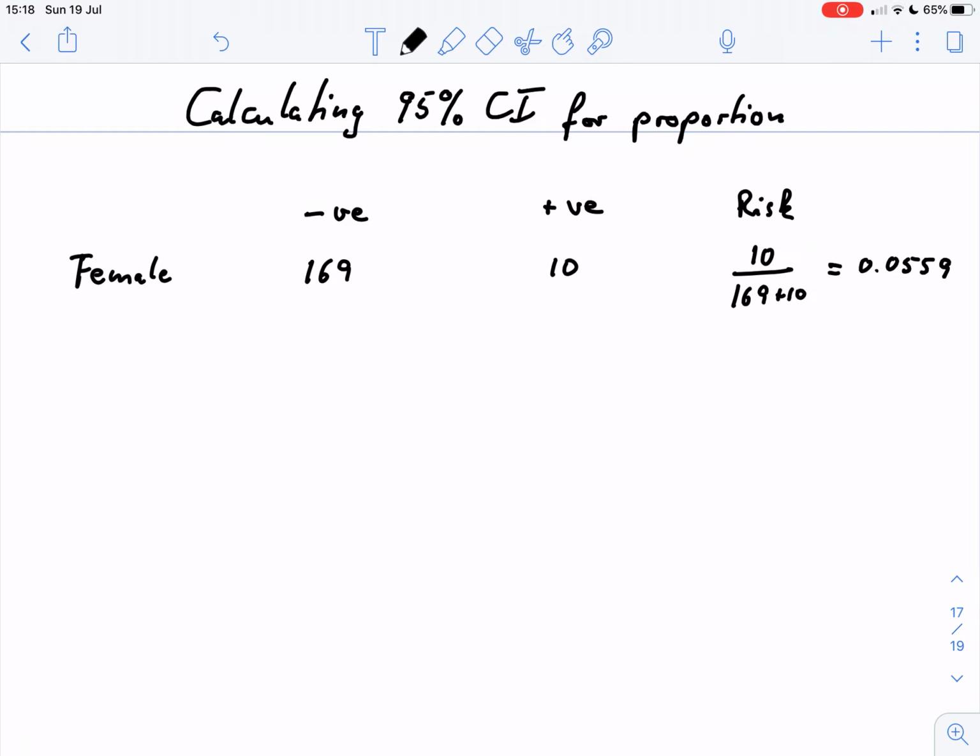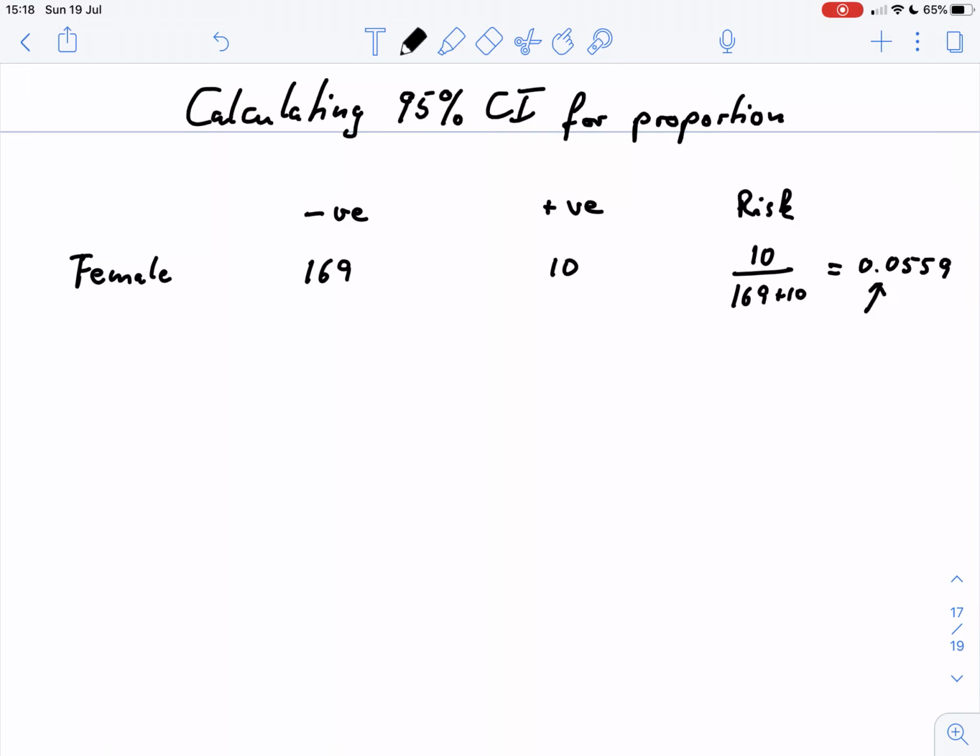So we can calculate those who have the disease divided by the overall number of people who have been tested. So that would be 10 divided by 169 plus 10. That's the whole number, and that gives us 0.0559 or something like that. And now we want to know what is the confidence interval for this risk here.